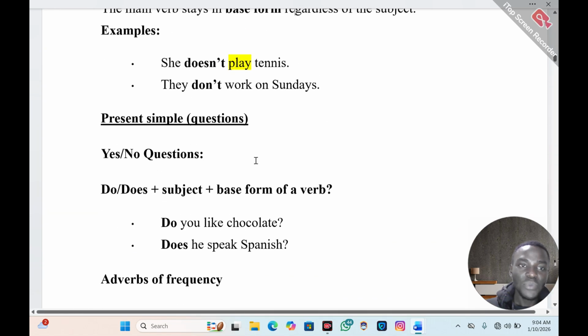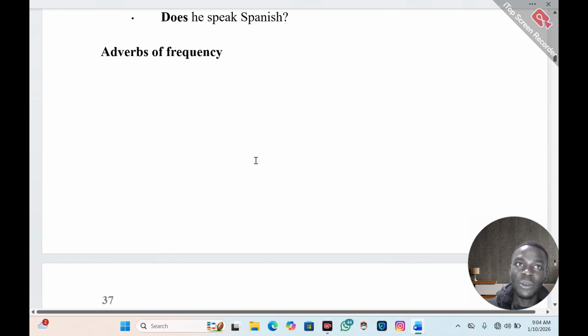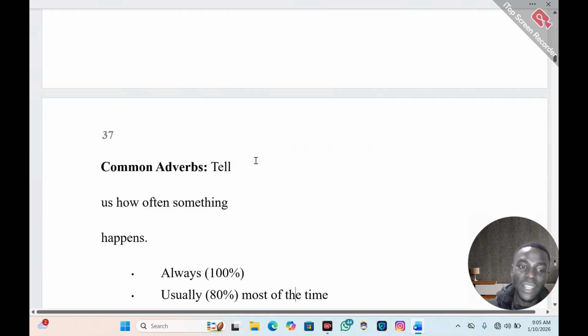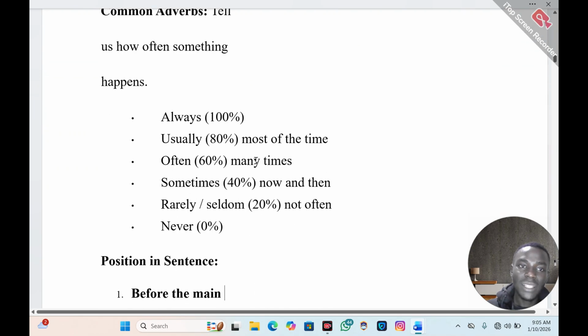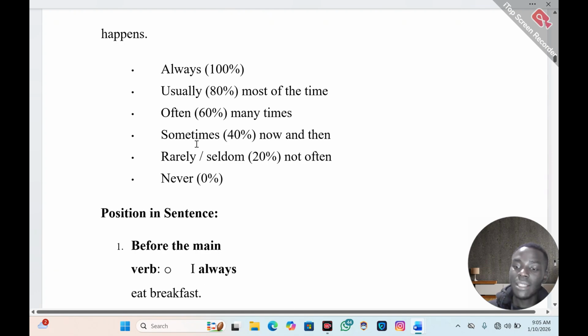Now, let's turn to the adverbs of frequency. Most of you don't know the adverbs of frequency, or you use them but you are not aware that they are adverbs of frequency. So when we say adverbs of frequency, they tell us how often something happens. Here are examples of adverbs of frequency. We have always, 100%, usually, like 80%, most of the time.